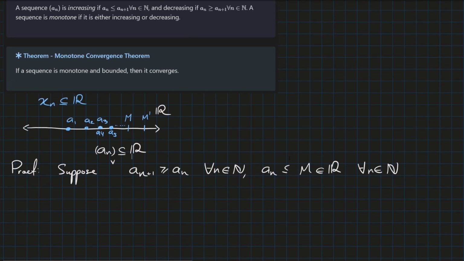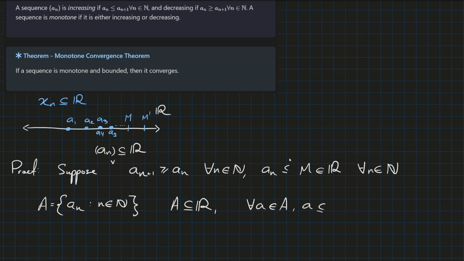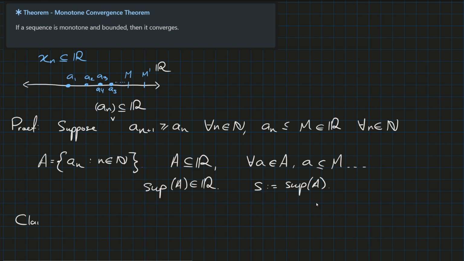So what we can do is let A be the set of all the a_n's, n in N. A is a subset of the real numbers. For all a in A, we have that a is less than or equal to M. And so we have that the supremum of A is a real number. Okay, and so we'll let S denote the supremum of A. And so the claim is that a_n must converge to S.